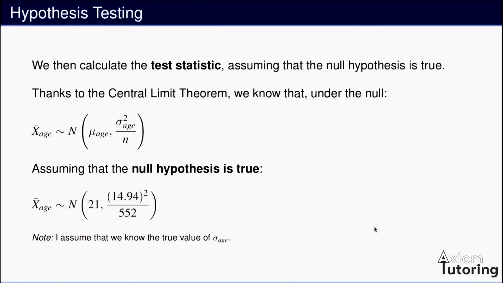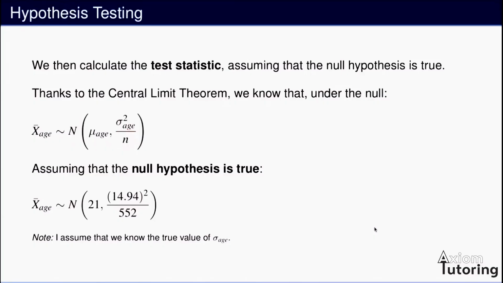The next step is to actually calculate the test statistic, assuming that the null hypothesis is true. Okay, we always assume that the null hypothesis is true, and we'll see what that leads us to. Okay, so thanks to the central limit theorem, we know that under the null, that means assuming that the null hypothesis is true, that the sample mean, x bar age, will be approximately distributed normally with mean mu age and variance sigma squared age divided by n. That's what we saw in the last video.